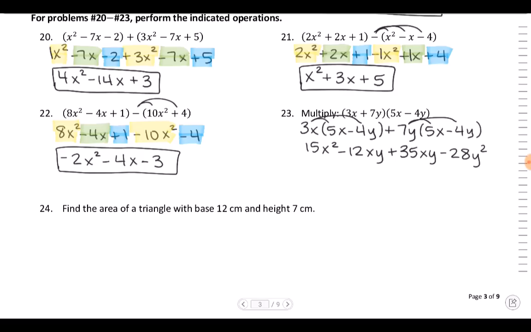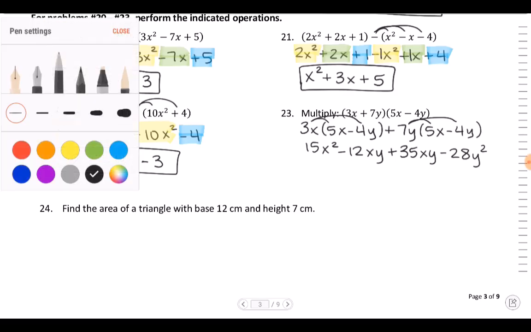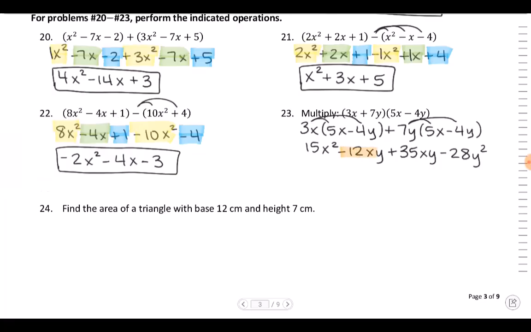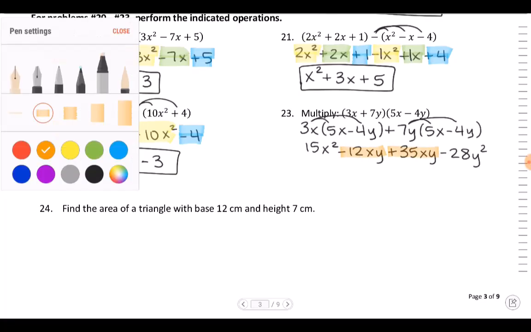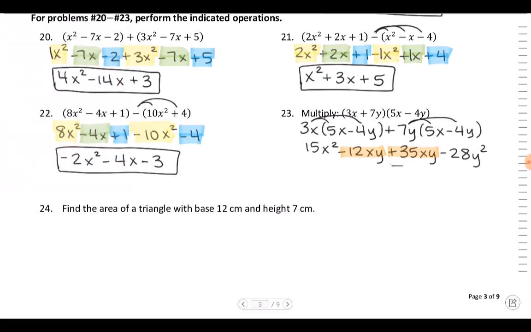And now you look for some like terms, and in the middle you'll see that you have negative 12xy and a positive 35xy. And it's more obvious that they're like terms when you have the x and the y in the same order. But if you have one that says xy and the other one that says yx, they are still like terms. They just look a little different, so it's maybe a little harder to identify. Okay, so when we write our answer, it's 15x squared plus 23xy minus 28y squared.